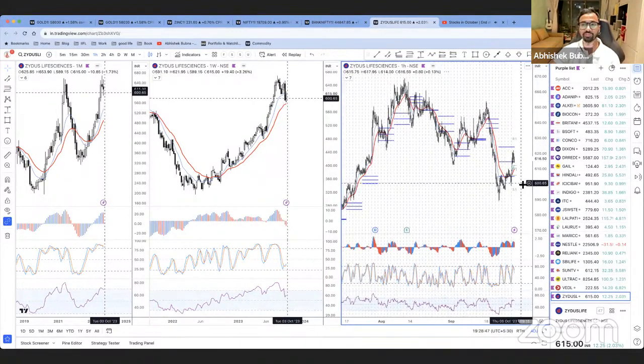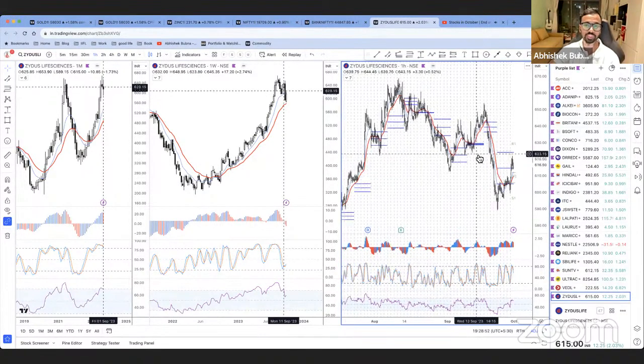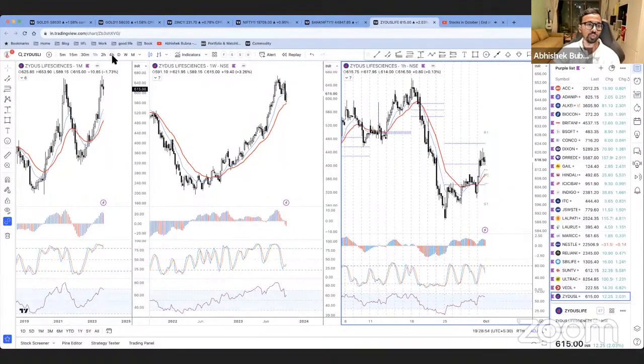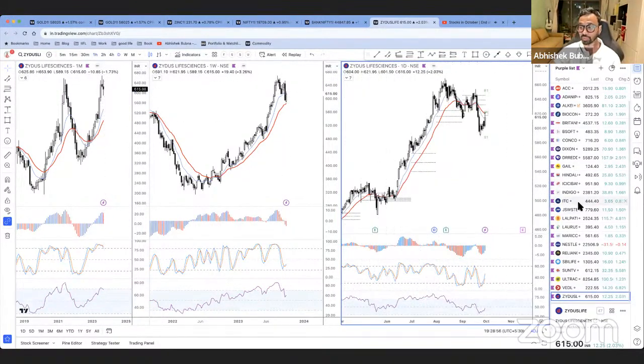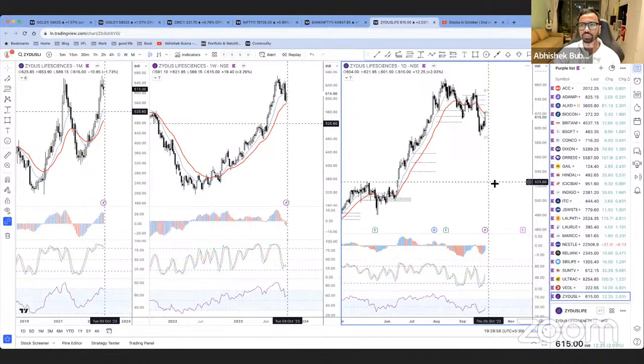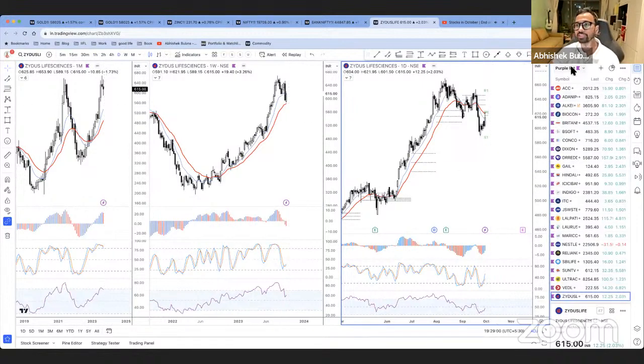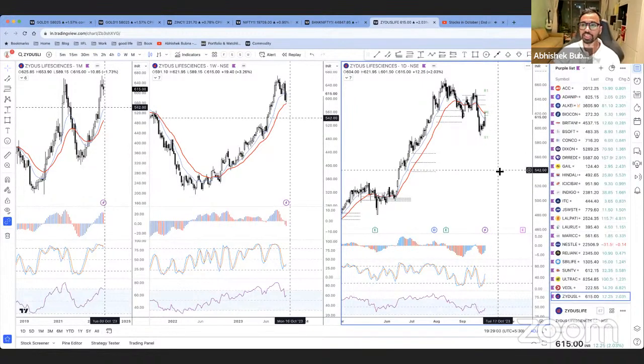So in that case, even if you get like a 0.12 kind of a pullback on Tuesday, that's okay, as long as you know what's the bigger plan. So yeah, that's for Zydus as well. So we've covered pretty much 27 stocks in the list.